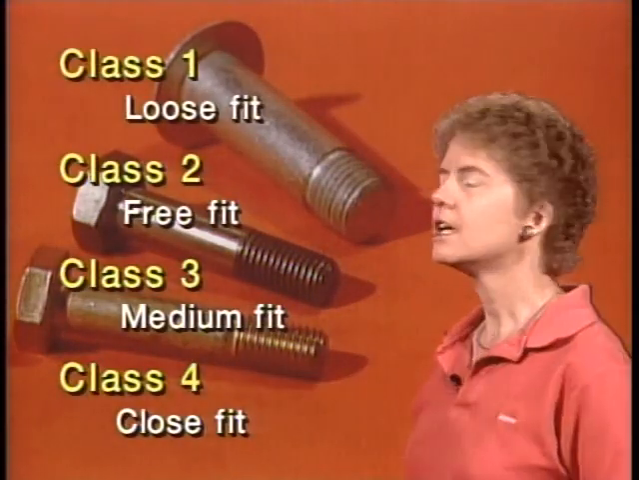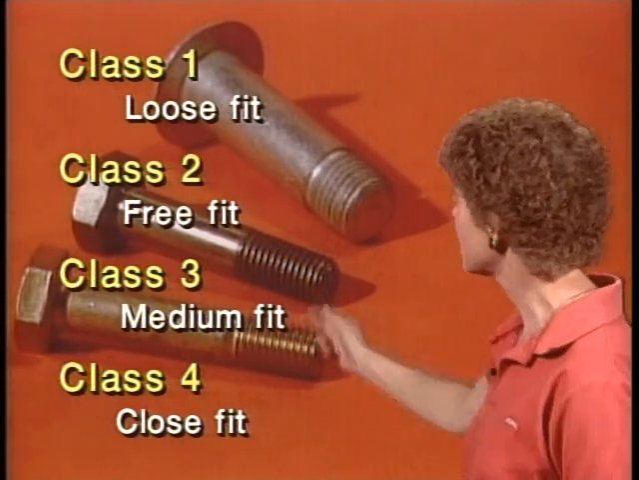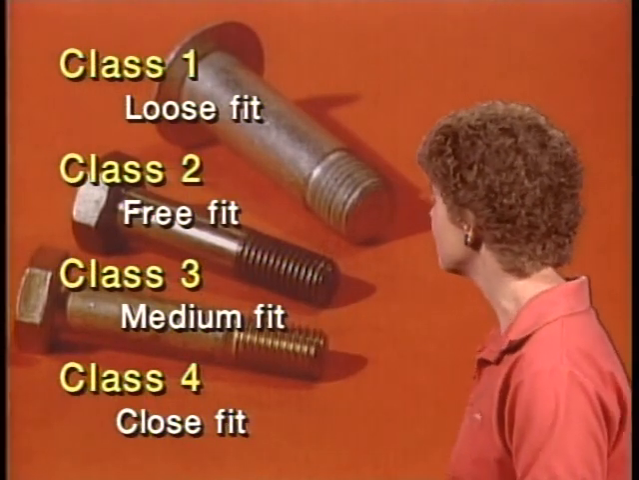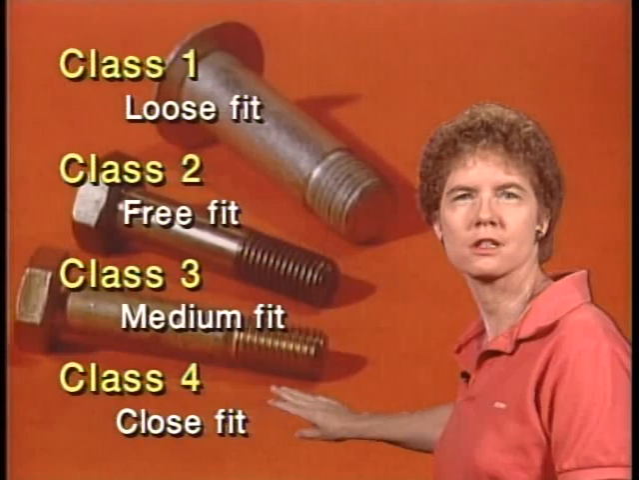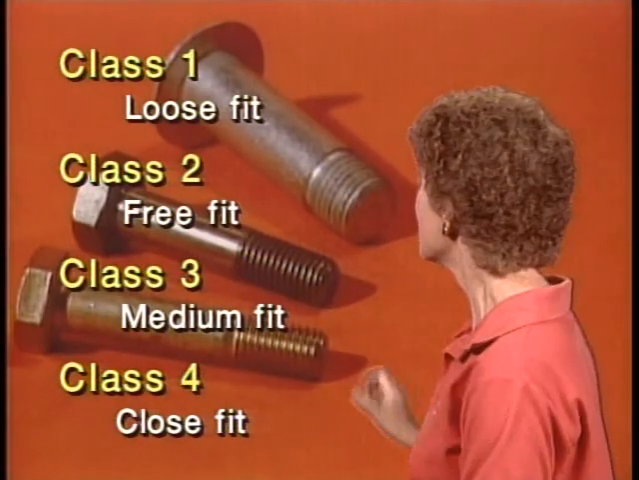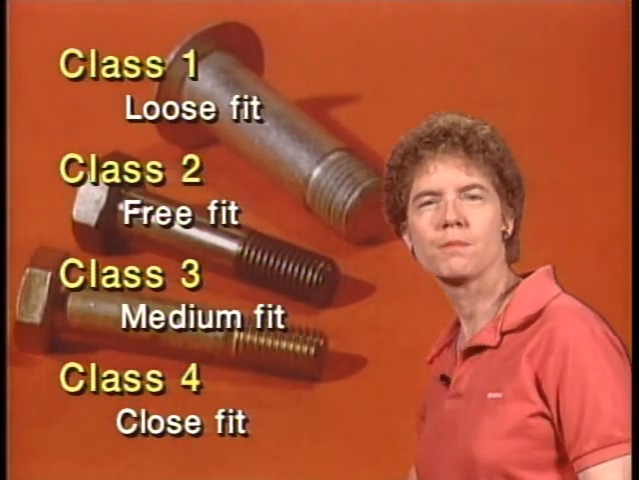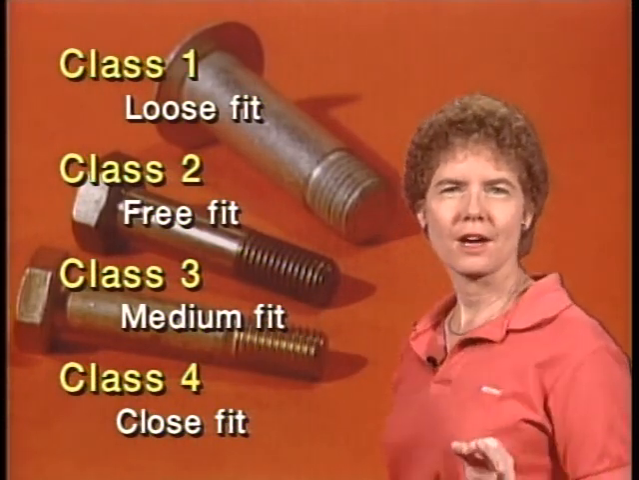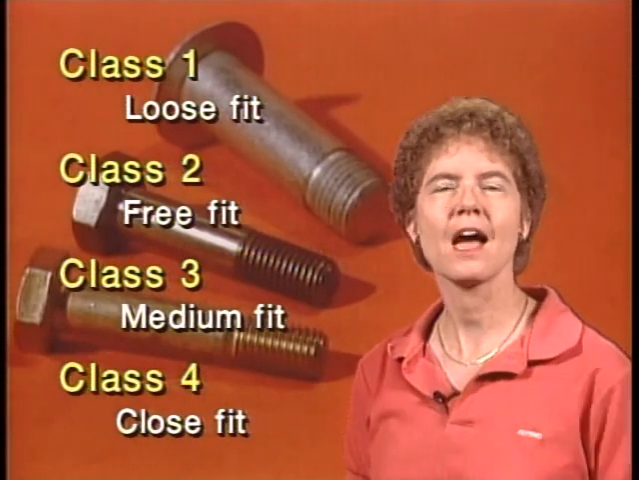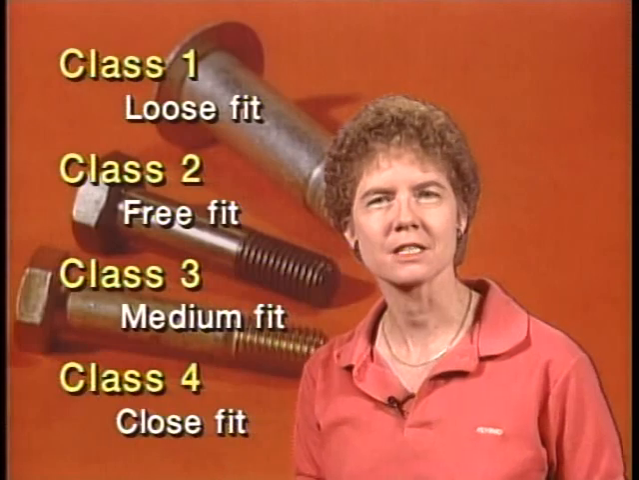Class 1 is a loose fit. Class 2 is a free fit, Class 3 is a medium fit, and Class 4 is a close fit. So which one do you normally have for aircraft bolts? Class 3, the medium fit, is what aircraft bolts are usually manufactured with. And you need to know that. You need to know the Class 3 for the FAA written exam.